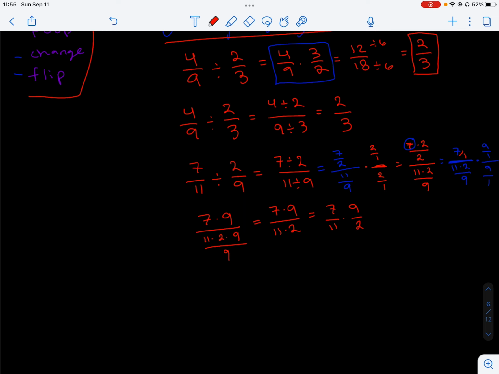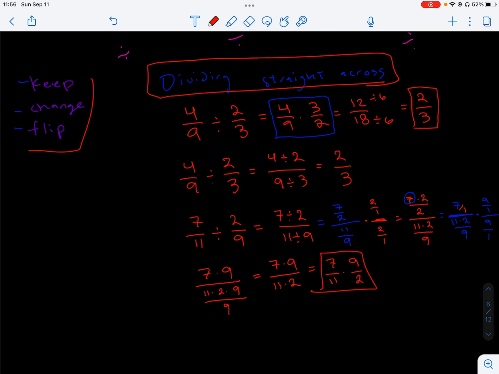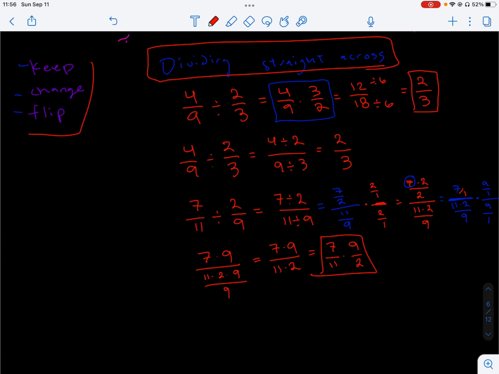And hey, we have then gotten ourselves to the keep, change, flip, because look, we kept the first fraction, we then changed from division to multiplication, and then flipped the second fraction. And so if you were convinced about keep, change, flip, then hopefully this also links in your mind that dividing by fractions is kind of the same thing. So you have two different processes that ultimately give you the same result. And if you buy into dividing straight across, which seems natural, just like multiplying straight across makes sense, you can then follow that logic to get to the keep, change, flip end result.